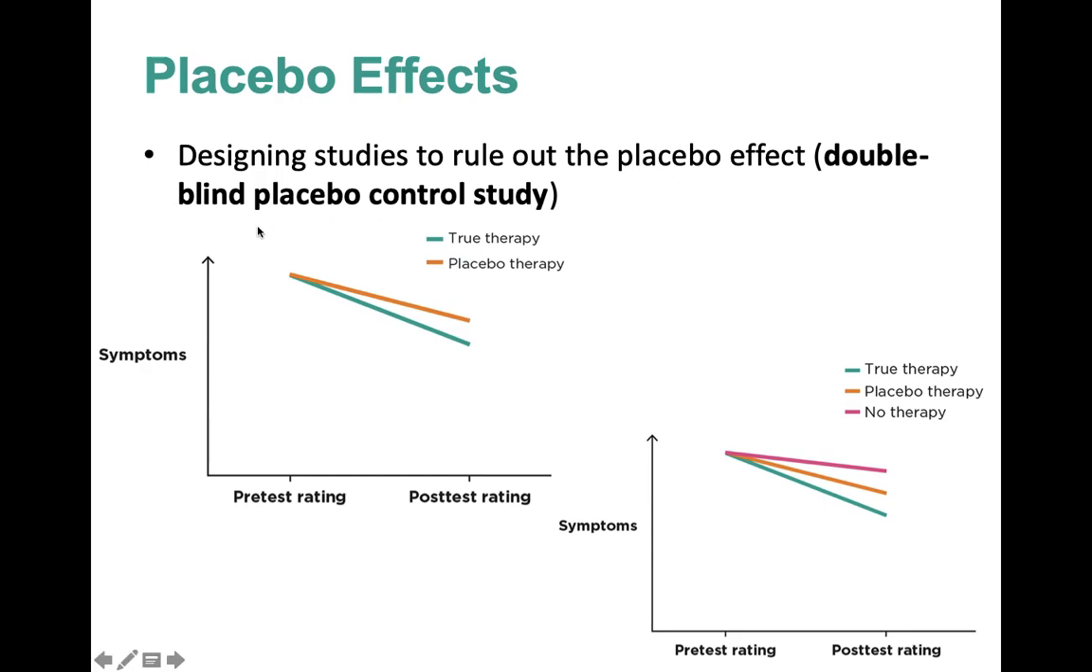So interestingly, here on this graph to the left, you can see that both groups, the true therapy and the placebo therapy, had symptoms that decreased. So we would see some improvement due to the therapy as well as the placebo. However, the group that got the true therapy improved more than the group getting the placebo. So this suggests that the therapy had some effects.